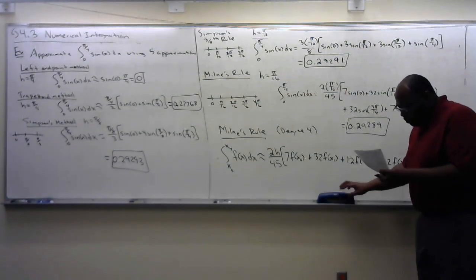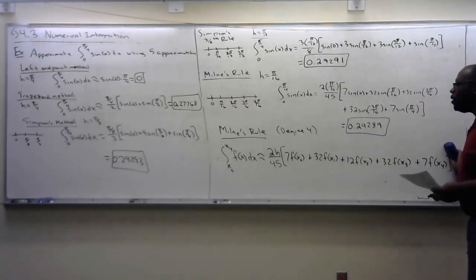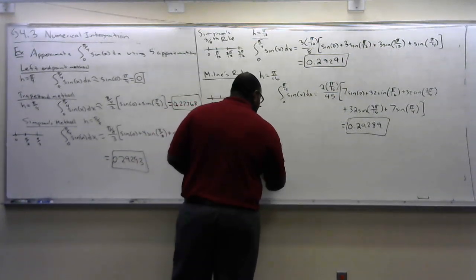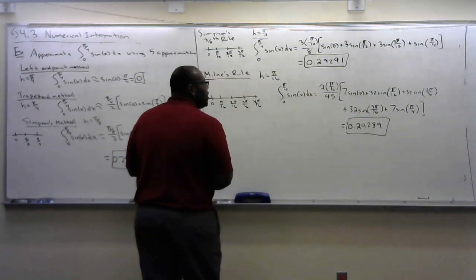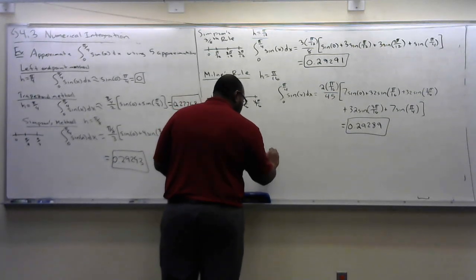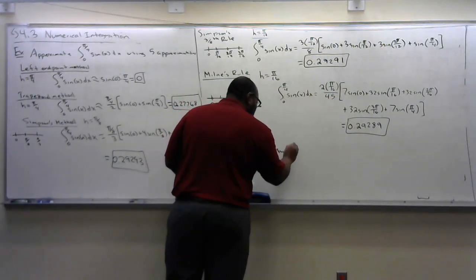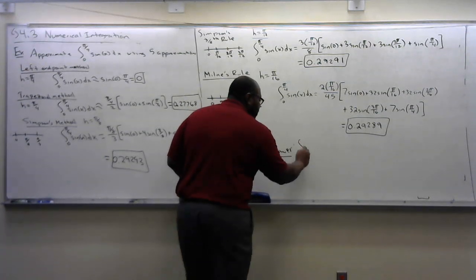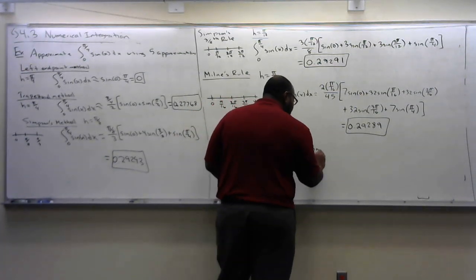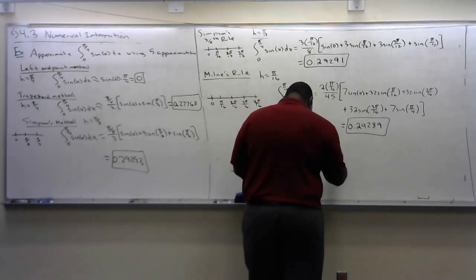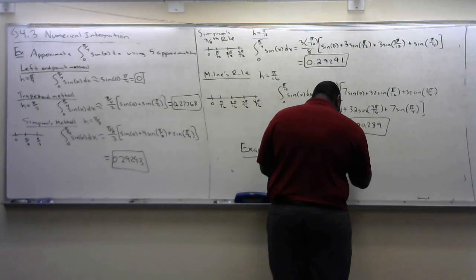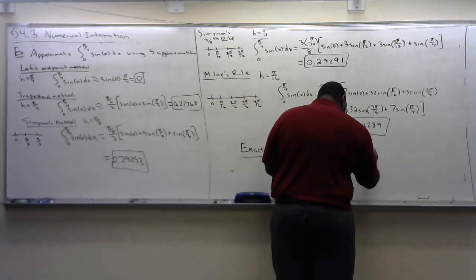Right, and it actually has more decimal places than that, of course. What's the exact answer? Up to 5 decimal places, the exact answer, up to 5 decimal places. The integral from 0 to pi over 4 of sine x dx, I have it to be 0.29289.